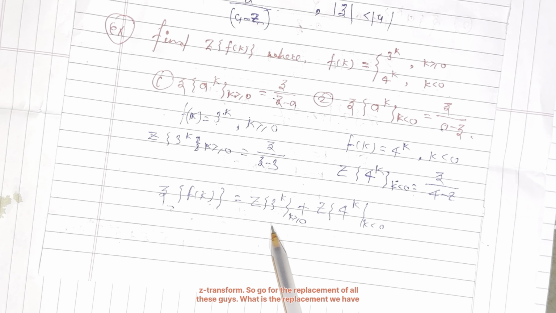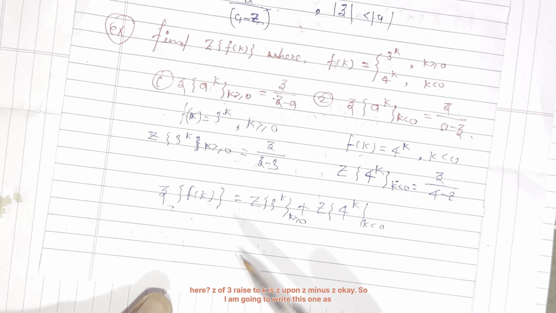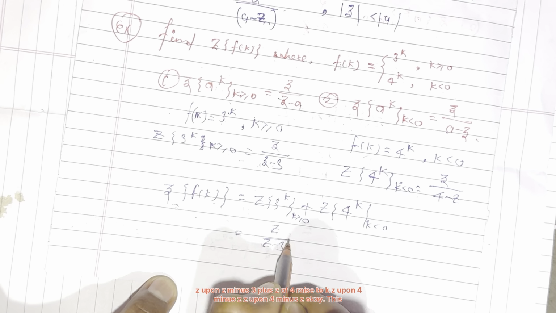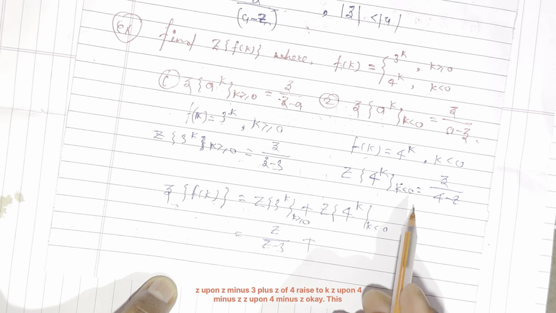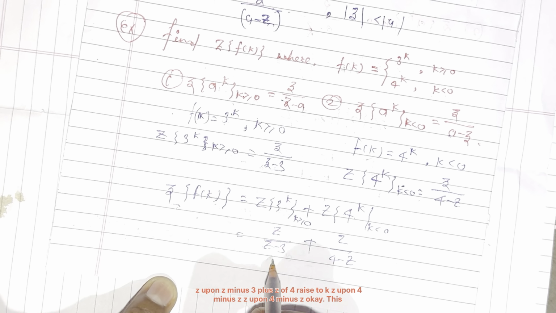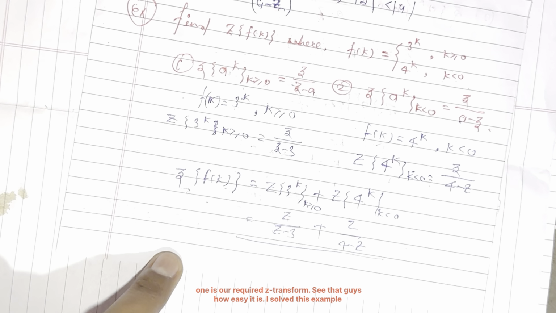So go for the replacement of values, guys. What replacement do we have here? Z of 3 raised to k is Z upon Z minus 3. So I'm going to write this as Z upon Z minus 3 plus Z of 4 raised to k, which is Z upon 4 minus Z. This is our required Z transform.